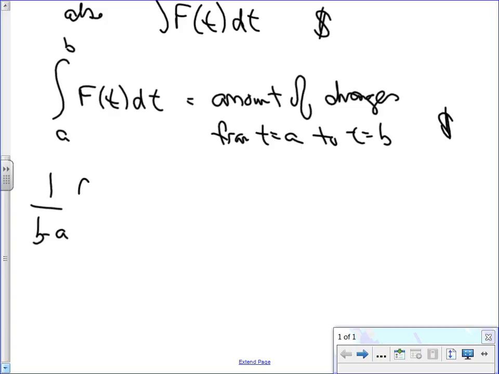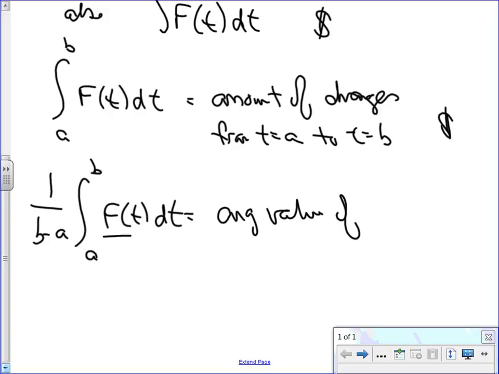What's this? It's the average value. Of what? It's the average value of whatever is right there. It's the average value of F. So what are the units going to be on that? Well, the antiderivative units are dollars, yes? And I'm dividing it by time, so it's dollars per hour, the same units as the function was originally. Does that make sense? Okay.